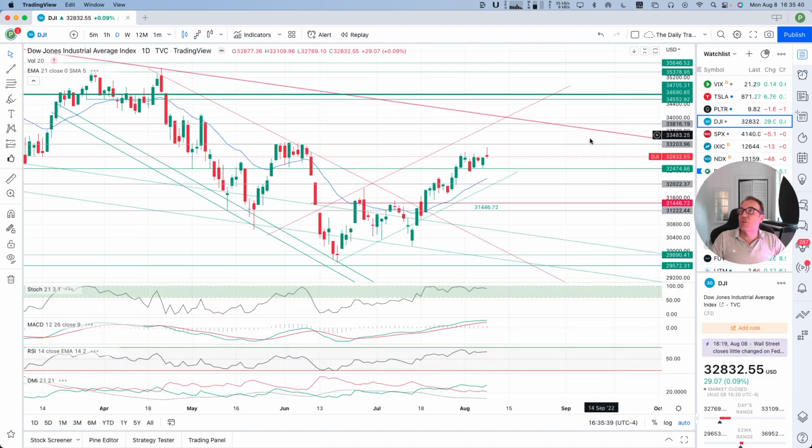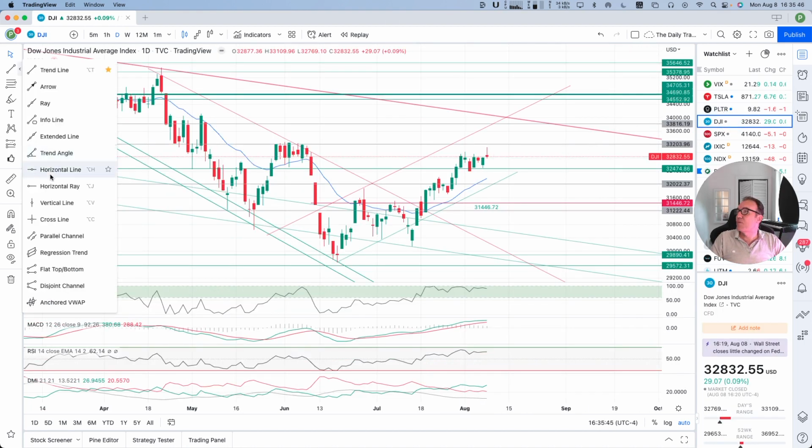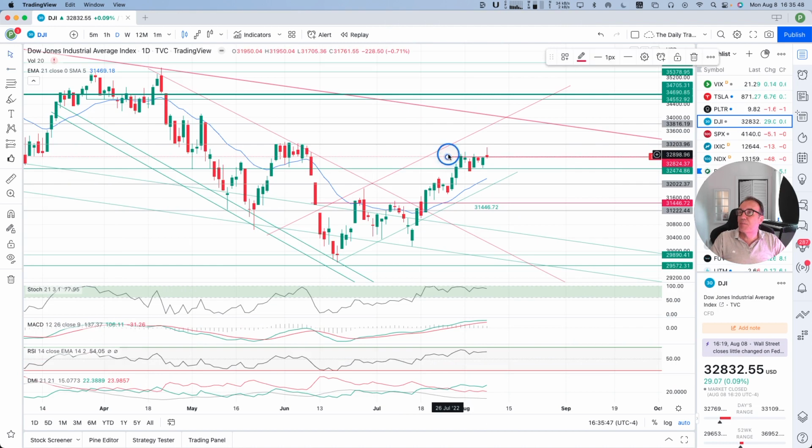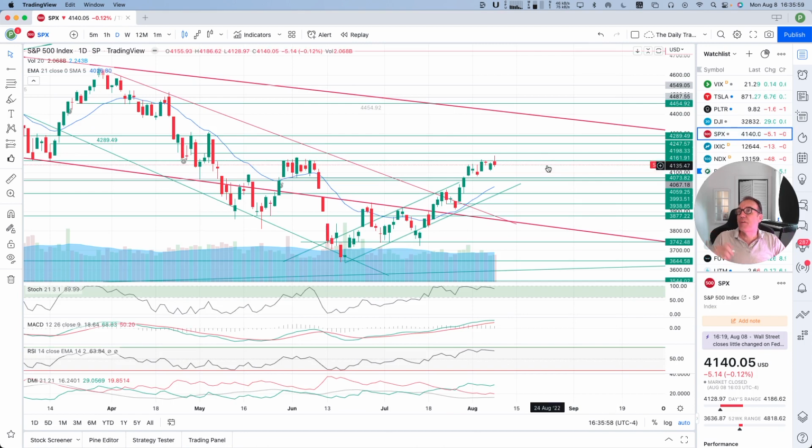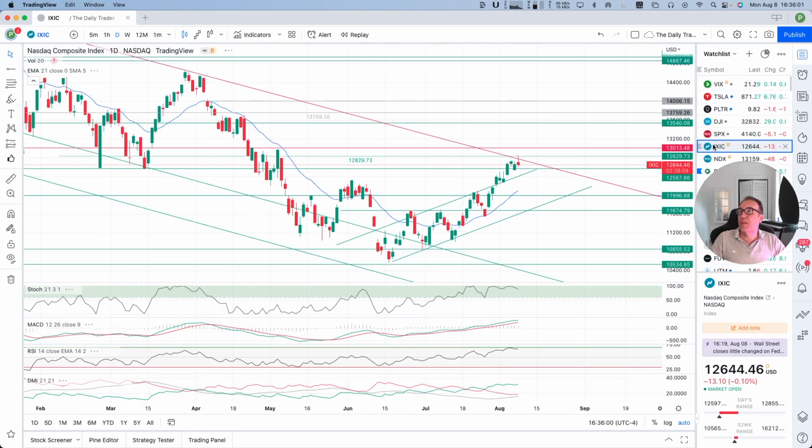Let's look at Dow Jones. What's happening with Dow Jones? We tried to break this little bit of a resistance right here. We broke it during the day, but came back into it. Stochastic is still super strong here. S&P 500, pretty much the same thing.